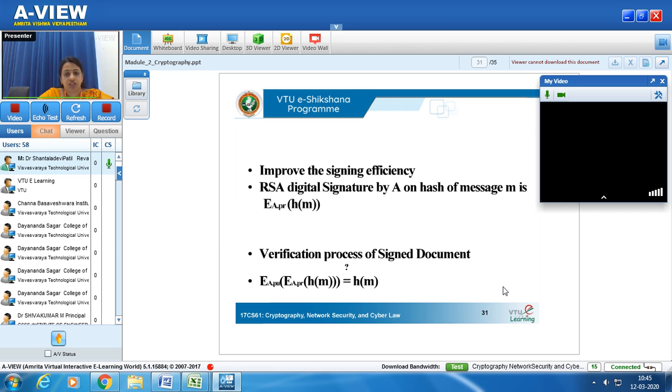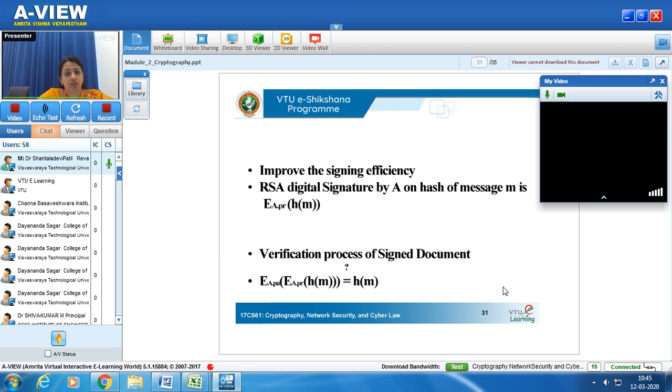Now the question is how to verify this particular signed document. I perform the reverse process at the receiving end. And how do I perform the reverse process at the receiver side? I just use Alice's public key, which is available to people in the network, and decrypt it in order to obtain the hash of the message. If there is a match, that means the message is integral. That is, it is not altered during transit.